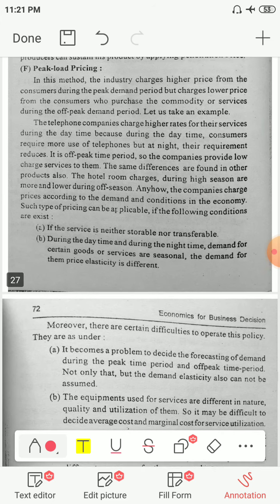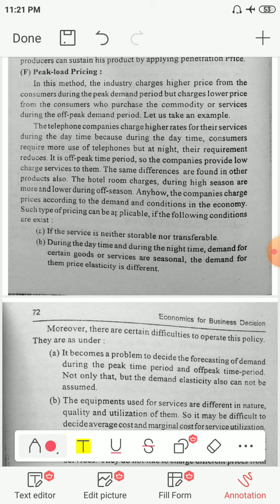Now let us discuss the last method of this unit, that is peak load pricing. In this method, the industry charges a higher price from the consumer during the peak demand period, but charges a lower price from the consumer who purchases the commodity or services during the off-peak demand period.